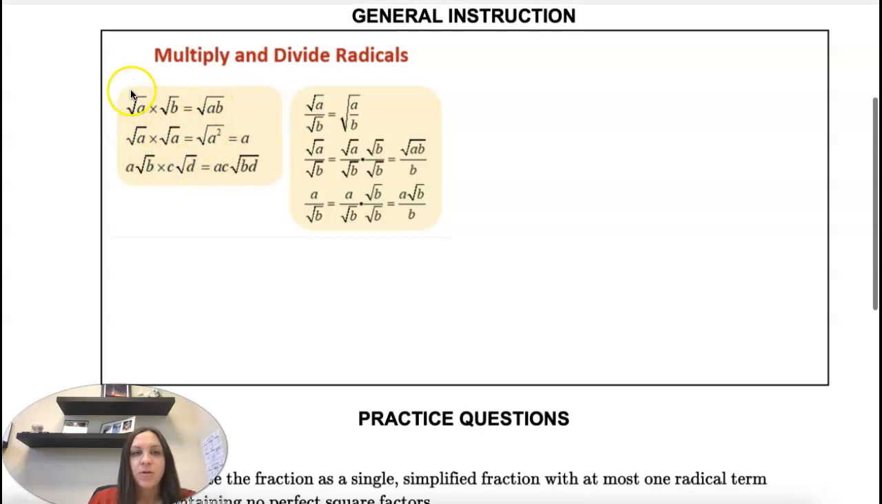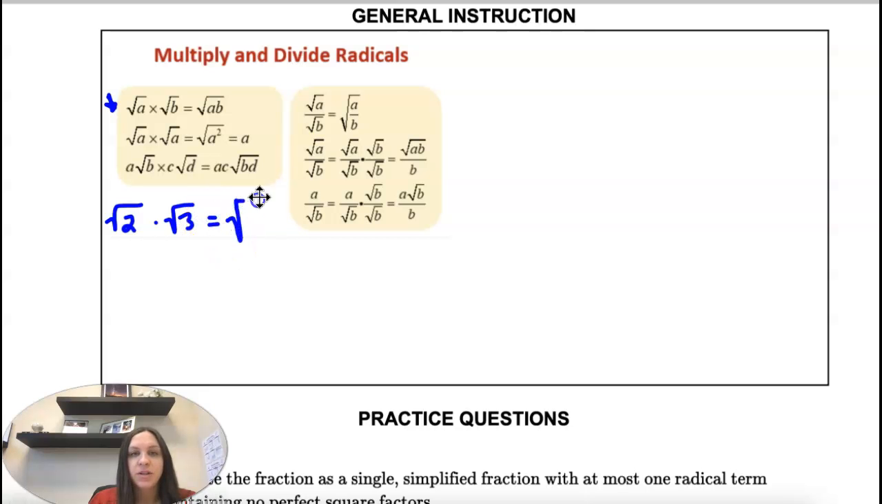So these are all the properties. This is the main one that you're going to use. And that just means if you are multiplying two square roots, like say I have the square root of 2 times the square root of 3, that's really the square root of 2 times 3, or the square root of 6.